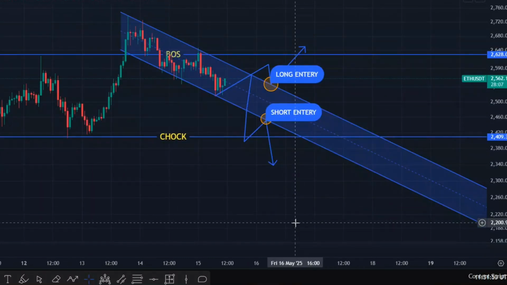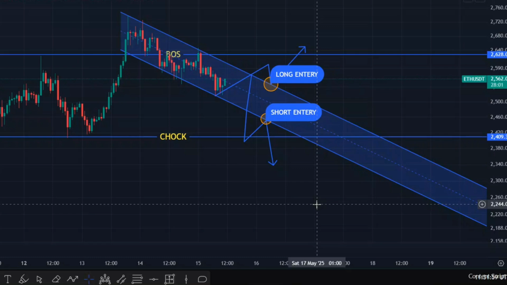And that's a wrap. To sum it up, Ethereum is showing strong momentum against BTC but facing resistance in USDT pairs.